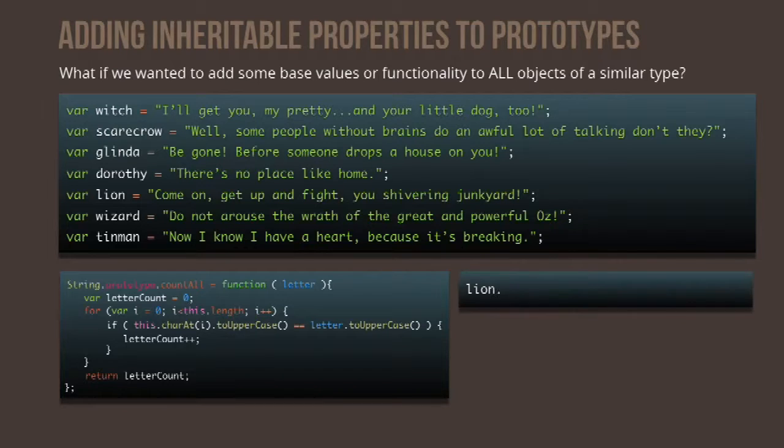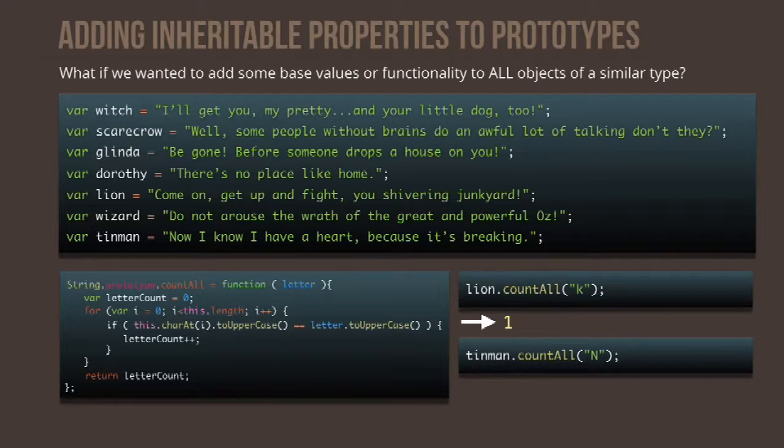Similarly, if we called countAll on lion with K, we would see the K in junkyard for a total of 1. And if we called it on tin man with N, we would find the N's in now, no, and breaking for a total of 3.